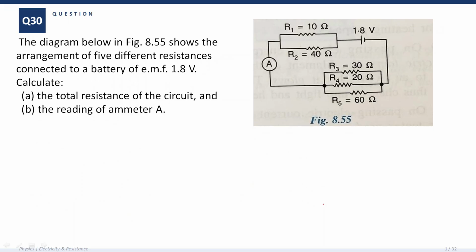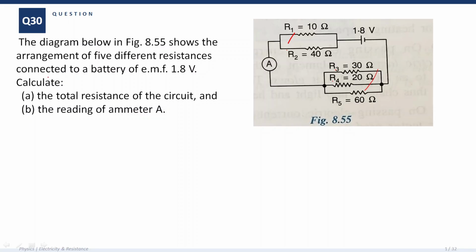The next one, the diagram below in figure 8.55 shows the arrangement of 5 different resistances connected to a battery of EMF 1.8 volt. Calculate the total resistance of the circuit and the reading of the ammeter. First, I would like to find equivalent resistance between R1 and R2. These two are connected in parallel to each other. And the next, I will find R3, R4, R5. These three are arranged in parallel. After that, the resultants of these two are in series.